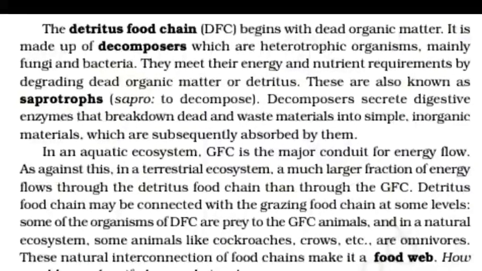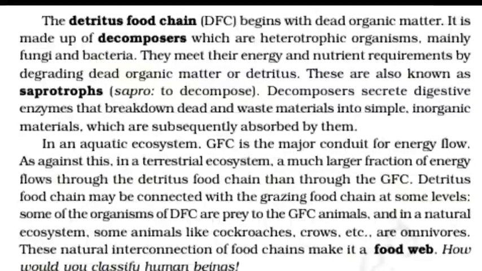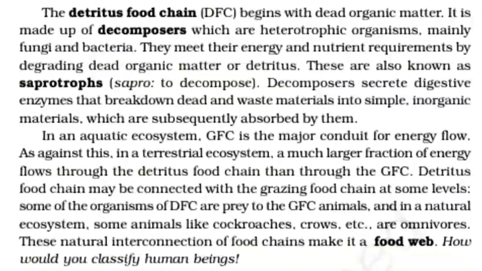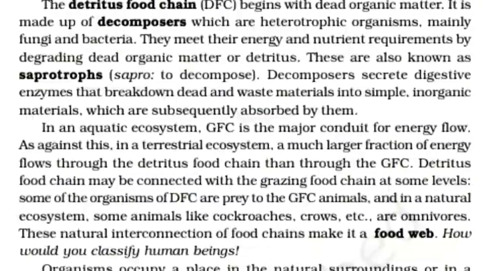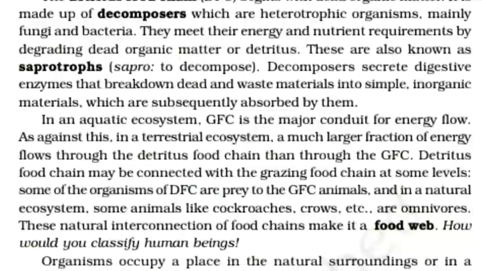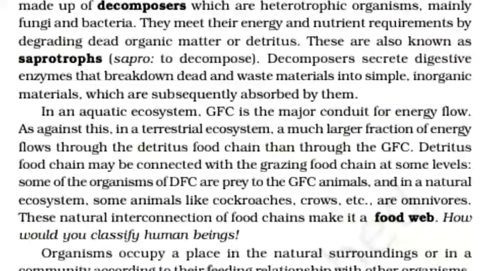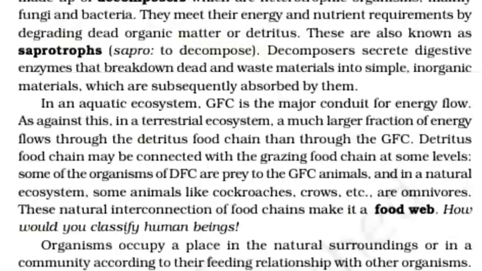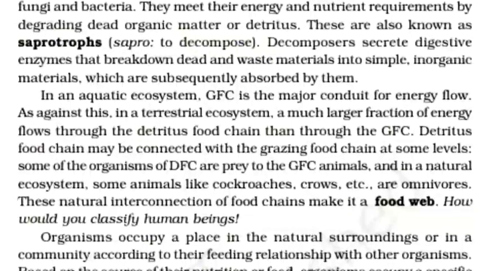The detritus food chain (DFC) begins with dead organic matter. It is made up of decomposers, which are heterotrophic organisms, mainly fungi and bacteria. They meet their energy and nutrient requirements by degrading dead organic matter or detritus. These are also known as saprotrophs. Sapro means to decompose. Decomposers secrete digestive enzymes that break down dead and waste material into simple inorganic materials, which are subsequently absorbed by them.